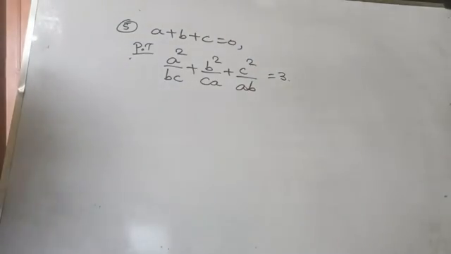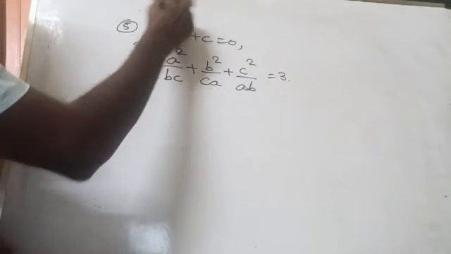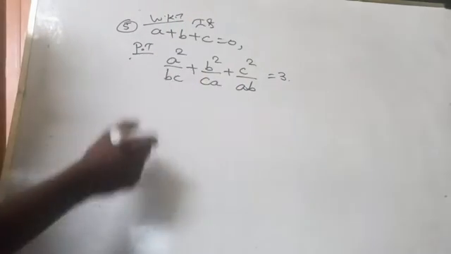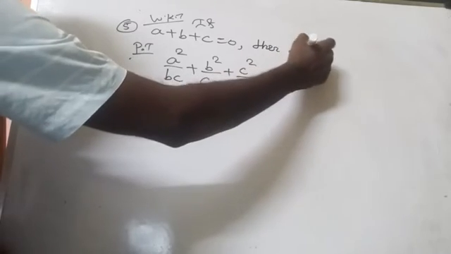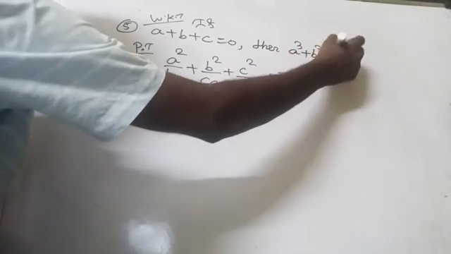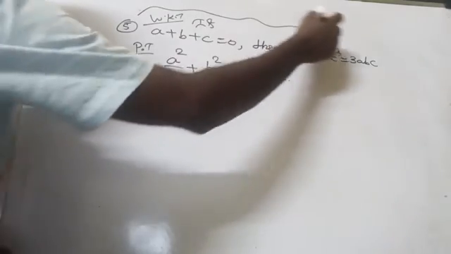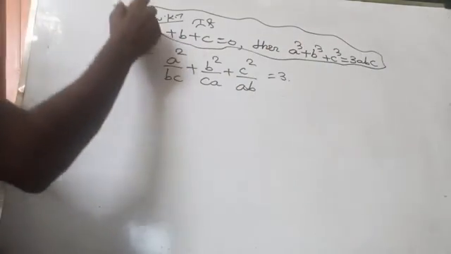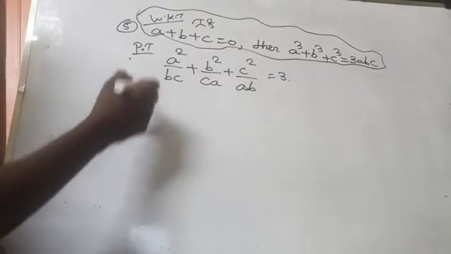Am I right here? So we know one identity. What identity? We know that if A plus B plus C equal to 0, then A cube plus B cube plus C cube equal to 3ABC. This one we know. Now take the left hand side.